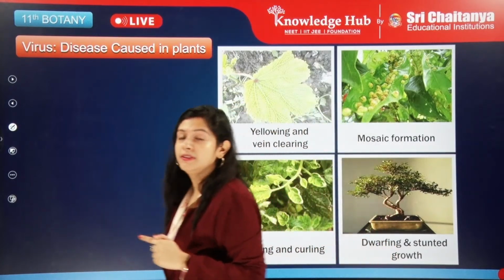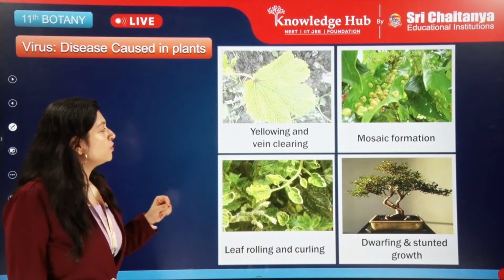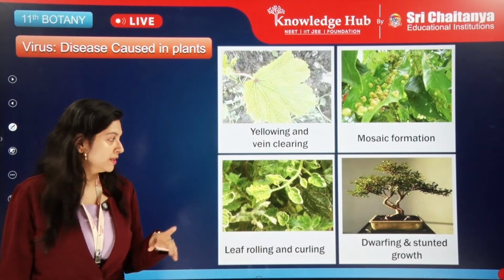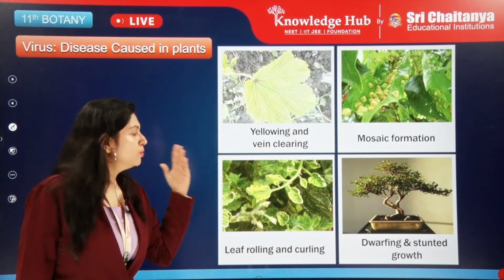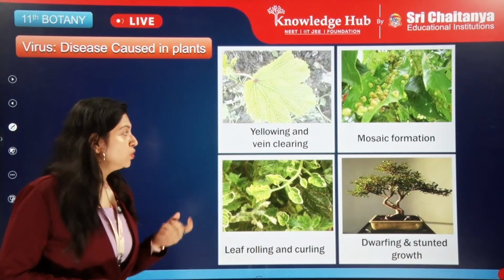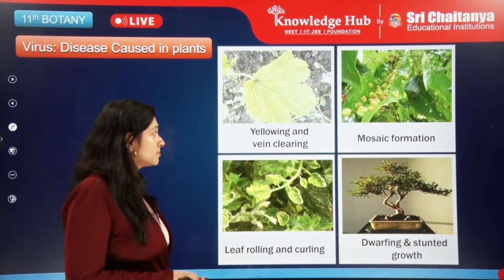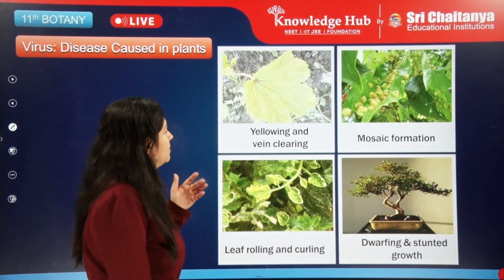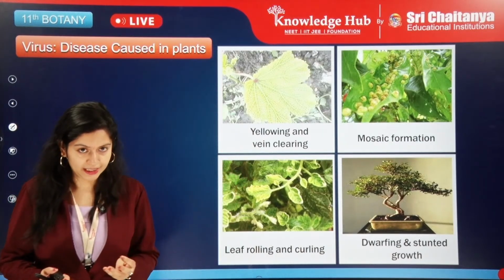Now let's come to some of the diseases caused in plants. First of all, we have the yellowing and the vein clearing of plants. This disease is caused by viruses. You may not name the disease, but if you look at a plant and see that its leaves are becoming yellow and the veins are becoming clear, the veins are coming out like that.